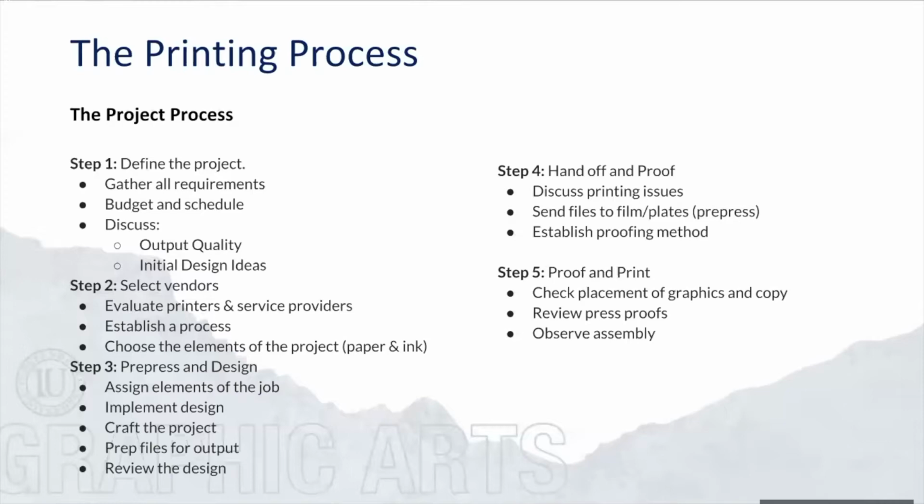Step 3 is pre-press and the design. So again, assign elements of the job. You want to implement the design, craft the project, prep your files for output, and review the design. There's a lot that goes into that. So you have all your pieces. You went and you did your photo shoot. You have those images. You have the logo. You have the vector file of the logo. They were able to find it and send it to you. You have their menu that you physically took from the restaurant that you're going to typeset. So now you're going to sit down at your computer and you're going to start to put all of these pieces together and put this design together.